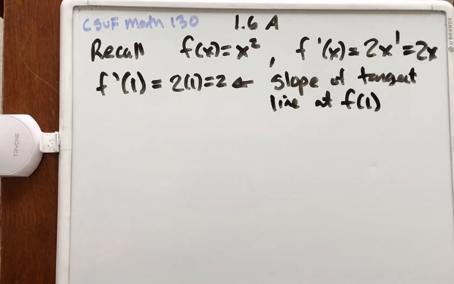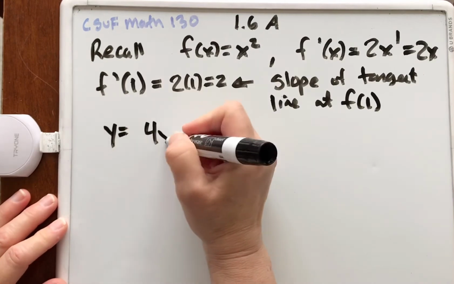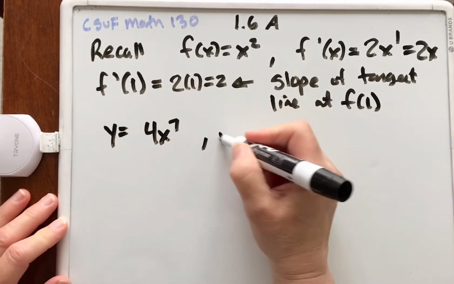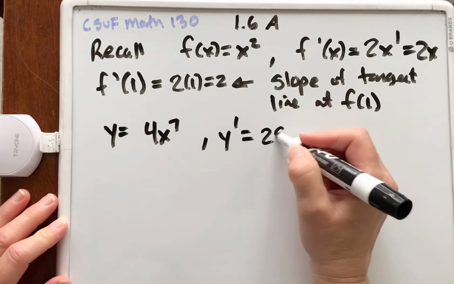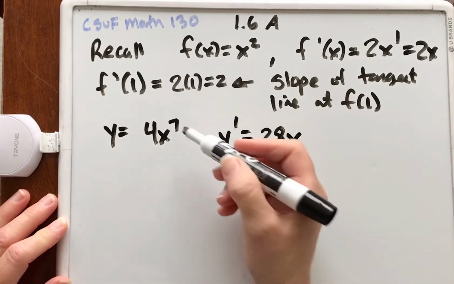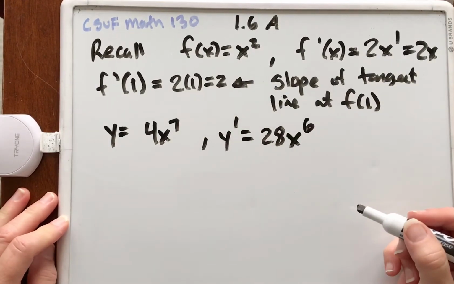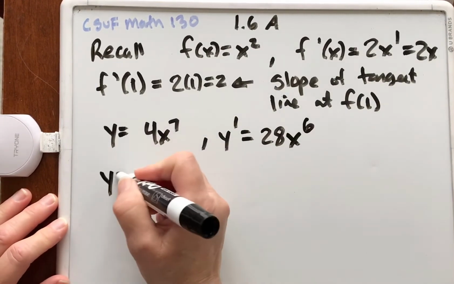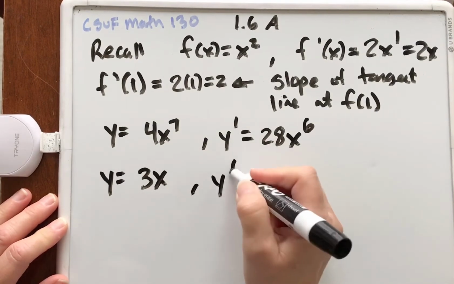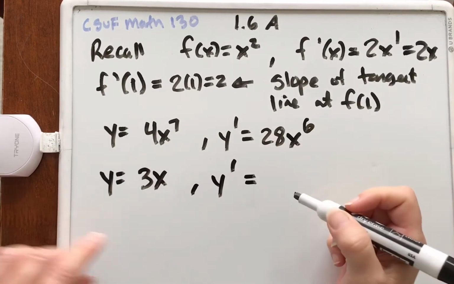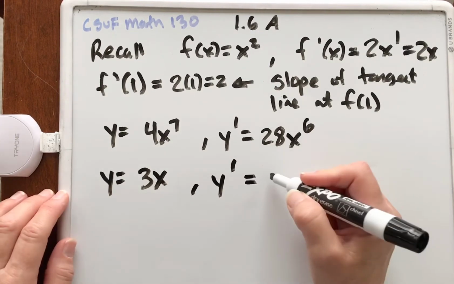Okay, so let's do some warm-up problems. If y equals 4x to the 7th, y prime equals 7 times 4, which is 28, and then we take away 1 from the 7 to the 6th. Okay, if y equals 3x, then y prime equals, we just take away the x and we get 3.